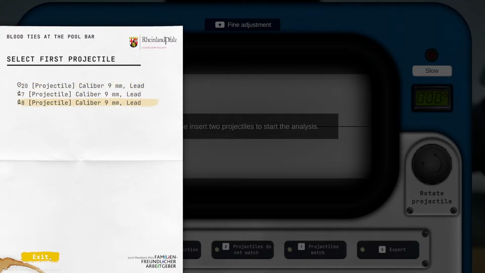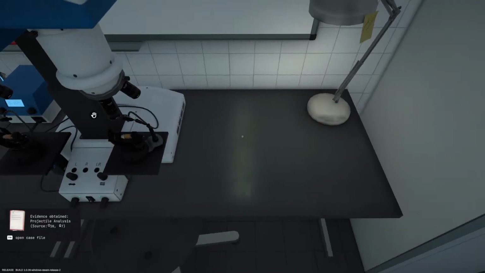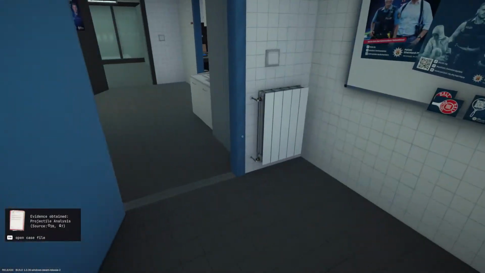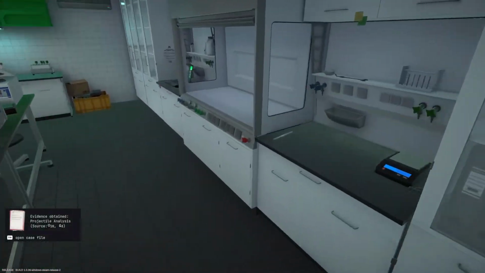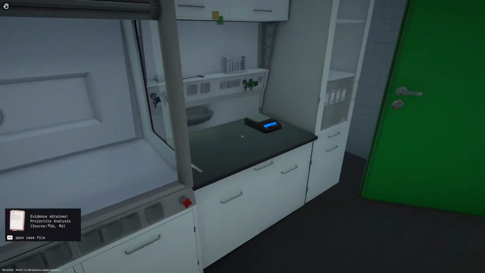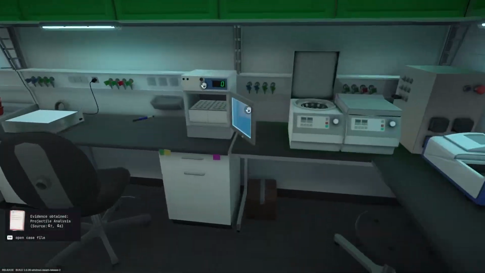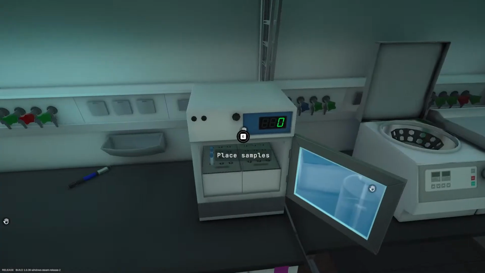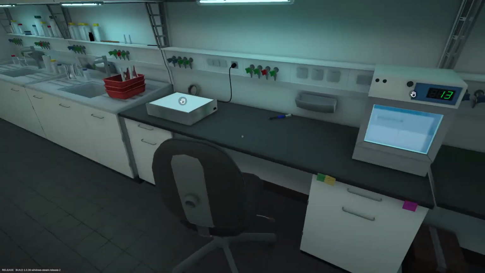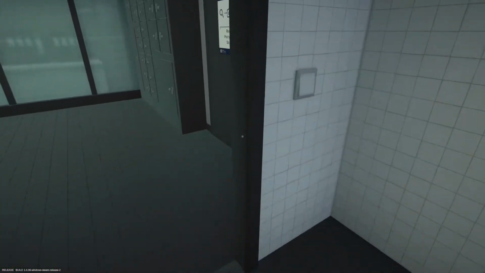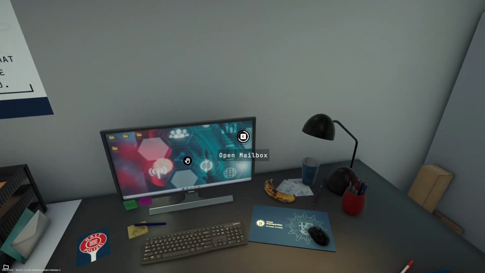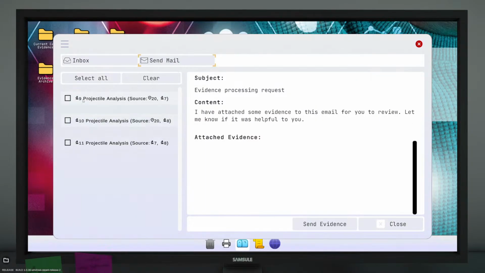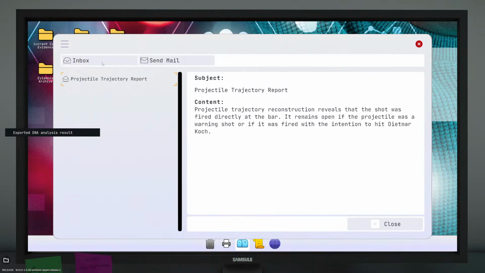Alright, let's get out of here. We'll take these results. What did we find? Do we have any items? No, no items. There was blood. Let's test the blood. Let's get those in there. While those are working, we'll send in our findings with the projectiles. See if we get anything back.